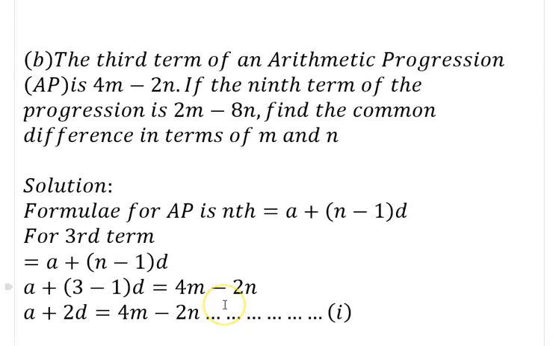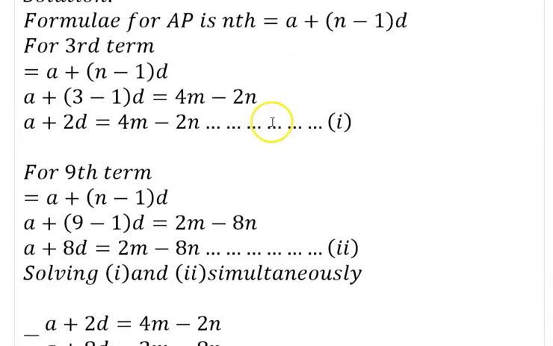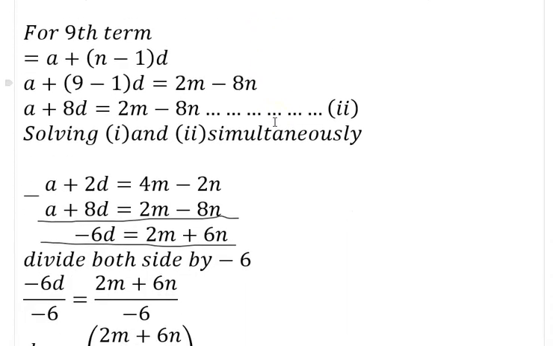So the question now says, if the ninth term of the progression is 2m minus 8n. Ninth term again, you know the formula already. Just put our 9 here. Ninth term will go 9 minus 1, which is 8. 8 times d will give us 8d. But being told that it is 2m minus 8n, so we have equation 2.